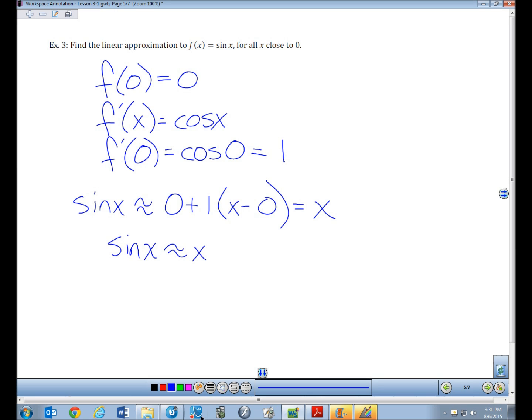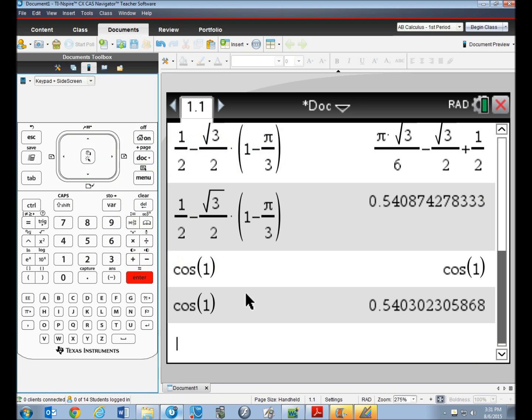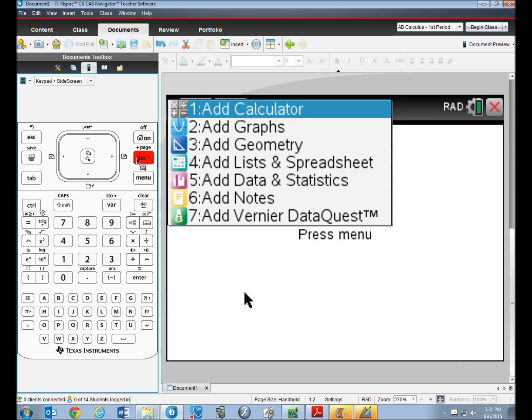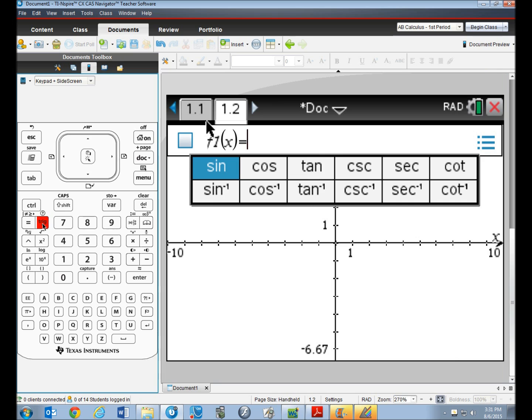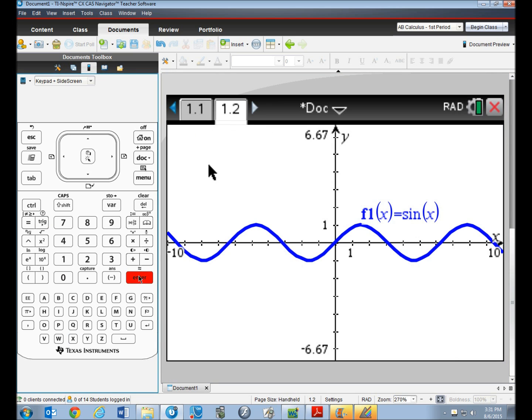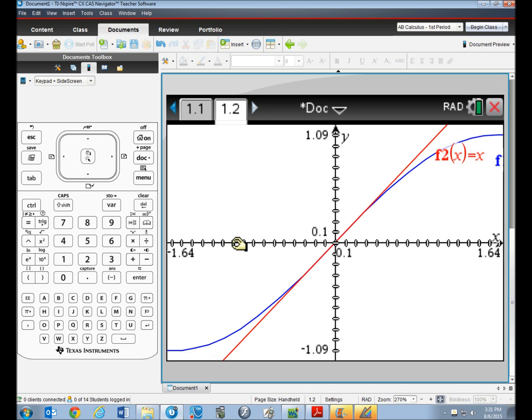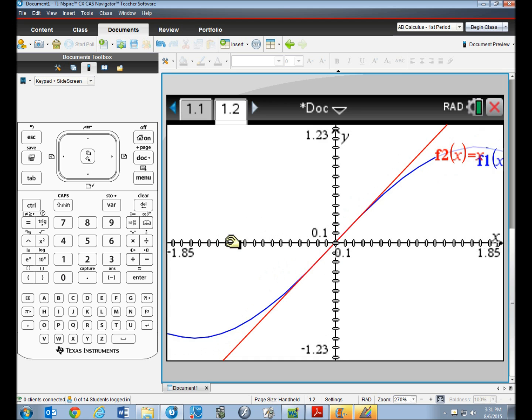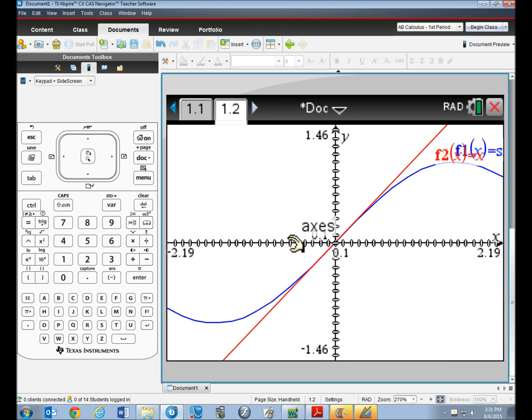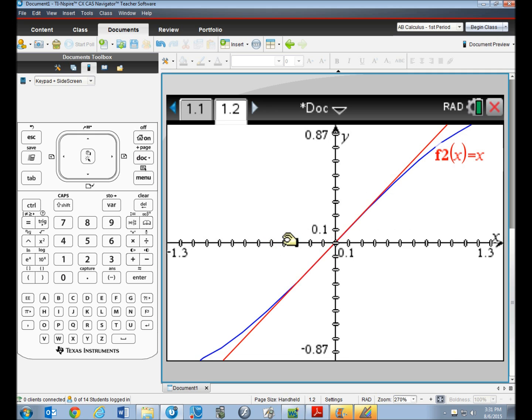And we can see that fairly nicely if we were to graph sine x and x on the calculator. So we'll add a graph, and we'll see that sine x is that, and we'll also see that there's x. So as long as we stay close to 0, the red and the blue are almost indistinguishable. Now the further we get from 0, the more distinguishable and the more different they become. But x and sine x are fairly close together as long as we're close to 0. And we'll actually use that concept in the next section.